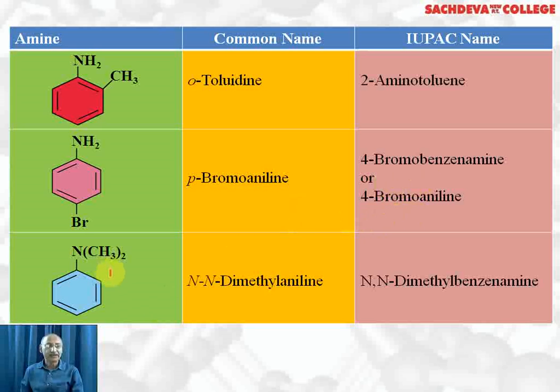This is an aromatic tertiary amine where there are 2 methyl groups and 1 phenyl group. So this compound is named as N,N-dimethyl-aniline in the common system. In the IUPAC system, N,N-dimethyl-benzeneamine is the IUPAC name.